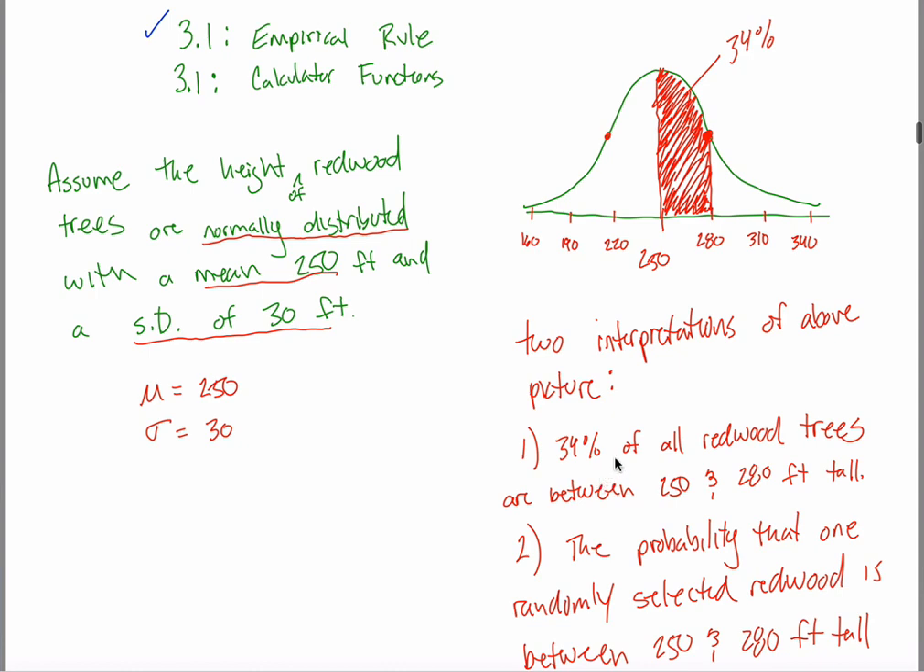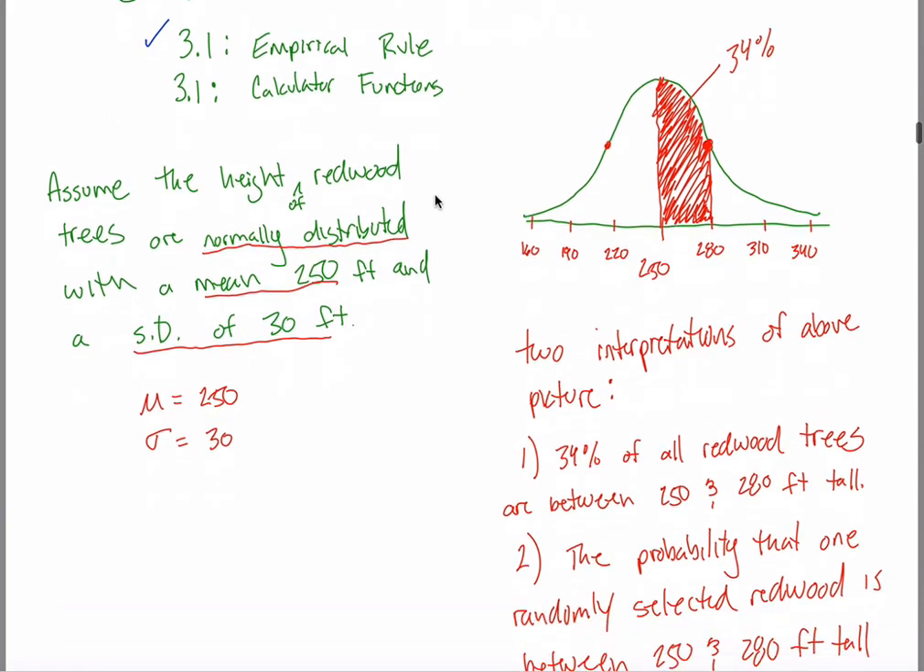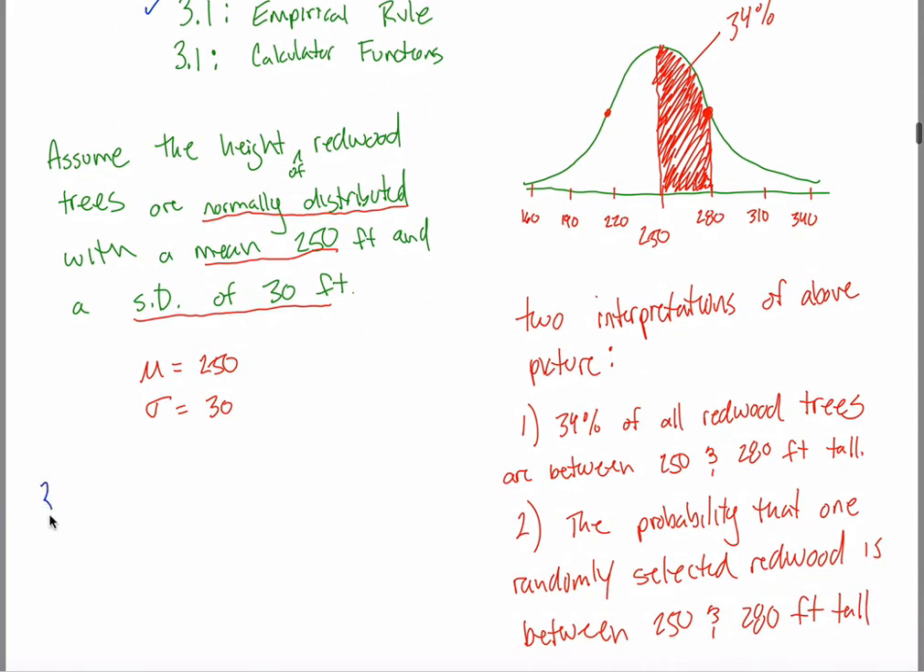In this video, we'll flip it around a little bit, and I'll ask you a question that'll tell you what to shade, and then you'll learn how to figure out how much area is in that shaded region that you shade in. You'll figure out what to shade in based on the question that's asked. Maybe without further ado, I should show you how to do that. So here we go with the empirical rule.